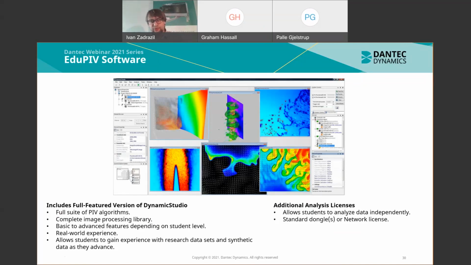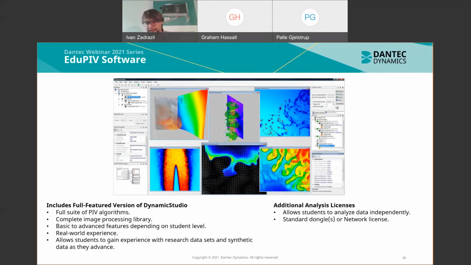It allows you to remove any kind of noise and hence increase the quality of the final calculated velocity vectors. It contains a lot of tools that can be used by either beginner or more advanced students, and they will get real world experience of how PIV measurements are done. In case there is a pandemic, for example, Dynamic Studio also contains a synthetic data generator.